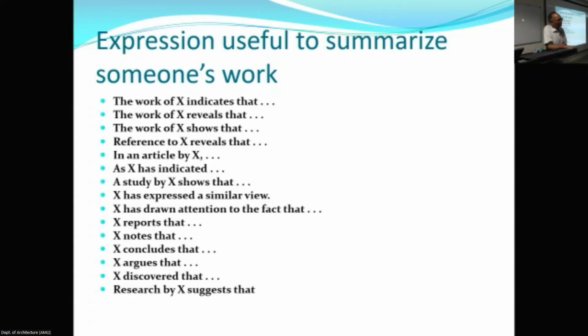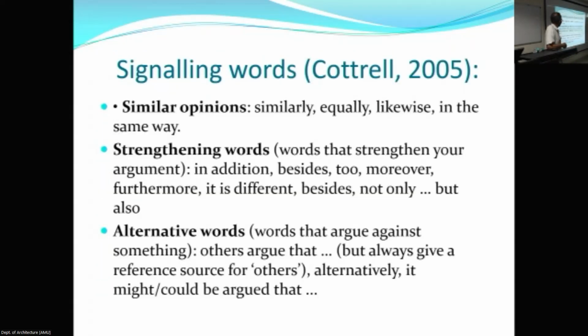When you are reading a paper, you write down those things in the margin and use them whenever you are reporting something. And when you are writing about a similar opinion, for example, Mr. X has similarly, these are called signaling words: similarly, equally, likewise, Mr. X has also argued, has presented this evidence.